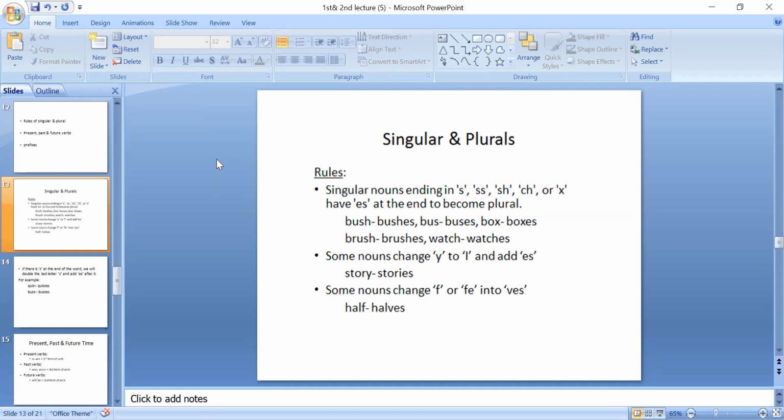Okay, next there's second rule. When the noun is ending in y, like story, then we'll replace y with i, and then we'll add es. Instead of y, we'll add i, and then we'll add es. Story, stories. You can see the word story is ending in y. So we'll change y into i and then we'll add es.